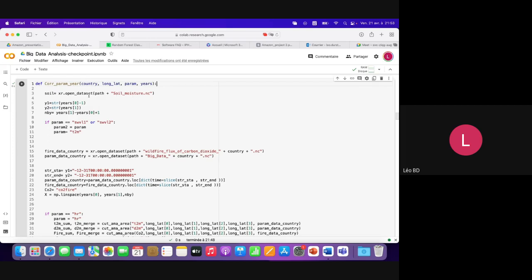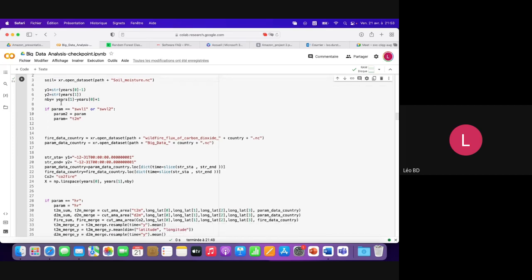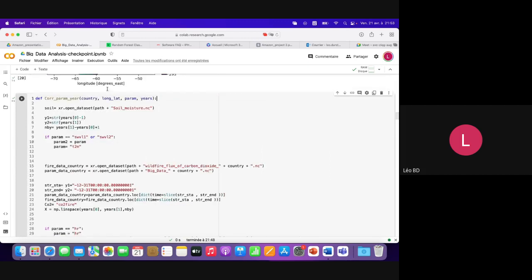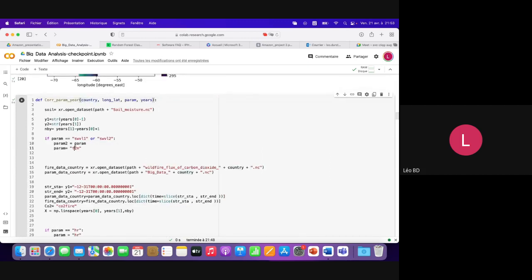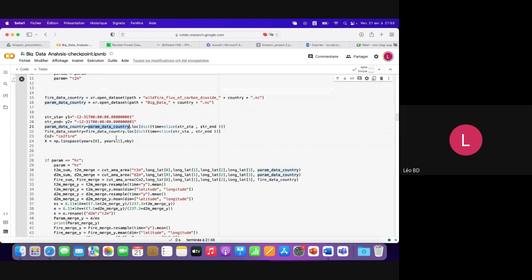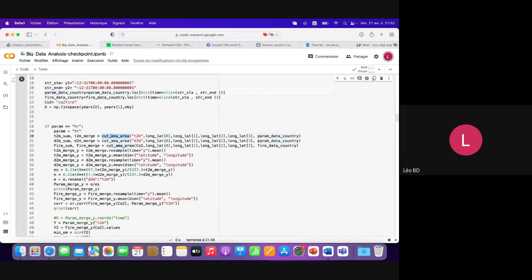In the code, first it will open the data sets that we need. So if we gave it temperature as entry, then it will open the data sets in temperature. Then here, as you can see, I call the function that I showed you before, which I used to cut my area into the Amazon rainforest. So I can use a function in a function.